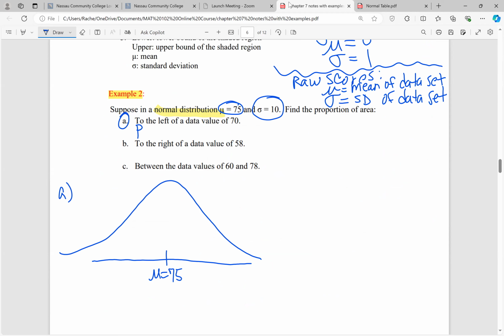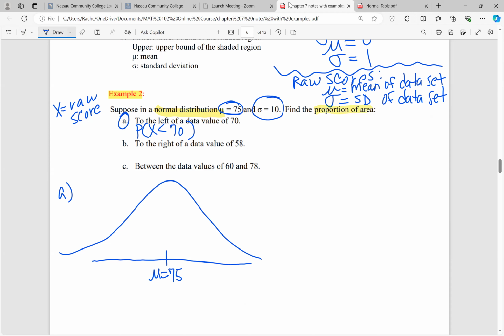So another way that I could write this, because proportion of area is a probability, we could say, what is the probability? Underneath A, I'm just going to write this in math notation rather than English. To the left of a data value of 70 means less than 70, and a data value, we use X, right? X is just a raw score. So what is the probability that the score is less than 70? That's what we're trying to find. That represents the proportion of area to the left of 70.